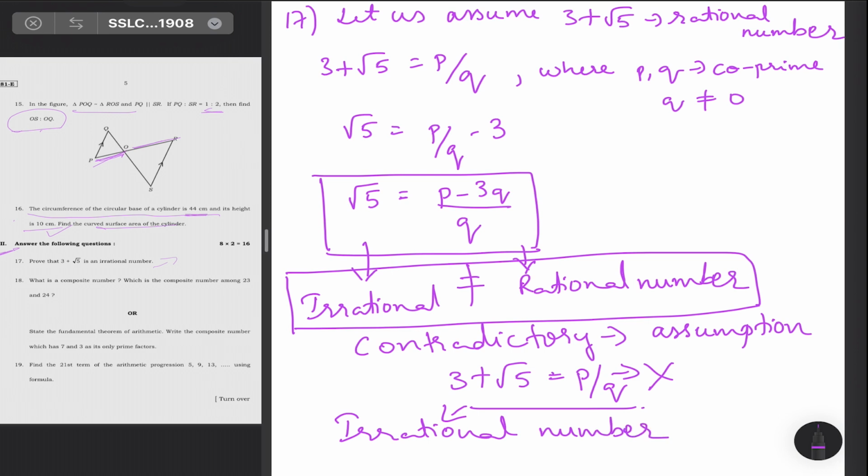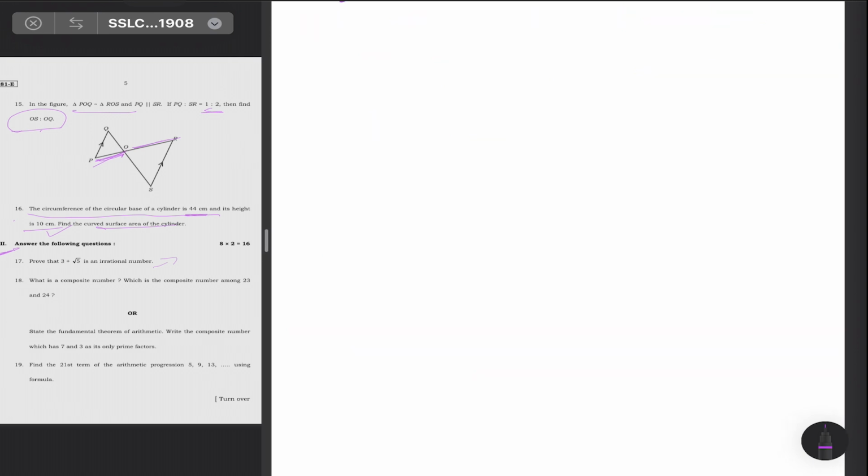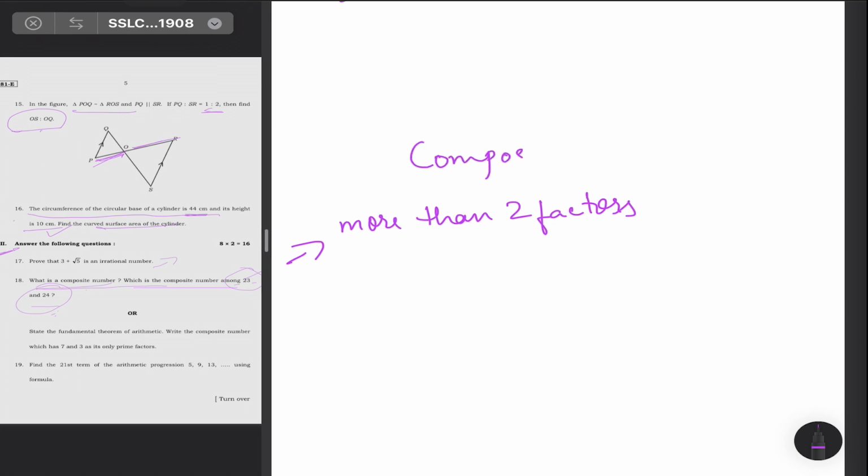Coming to the next question, 18th question. What is a composite number and which is the composite number among 23 and 24? If we discuss what a composite number is, then it will be easy to judge which among 23 and 24 is the composite number. A composite number is a number which has more than 2 factors. Then we call it a composite number.